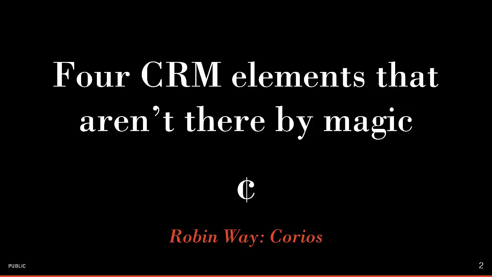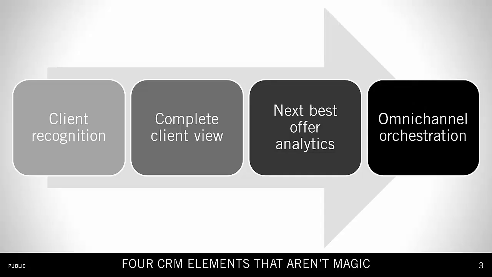There are 4 essential capabilities that relationship managers need to properly manage their leads and client relationships, which CRM platforms really ought to offer out of the box, but which we found are really challenging to deliver in the real world. These include client recognition, matching, and householding. Second, access to the complete view of the customer, including products, transactions, and full behavior. 3, next best offer analytics. And 4, omnichannel marketing and sales orchestration.